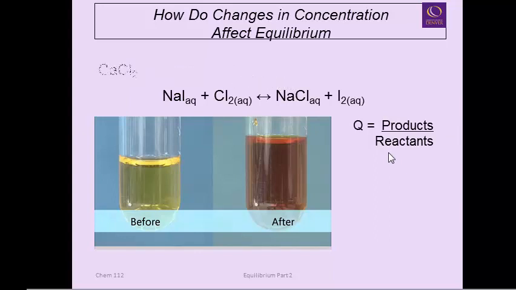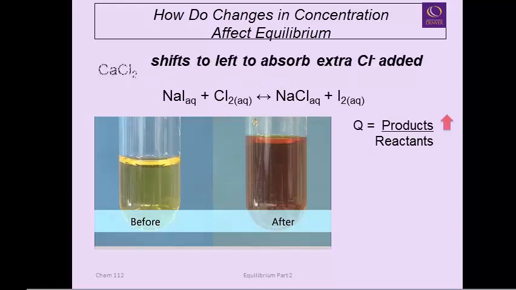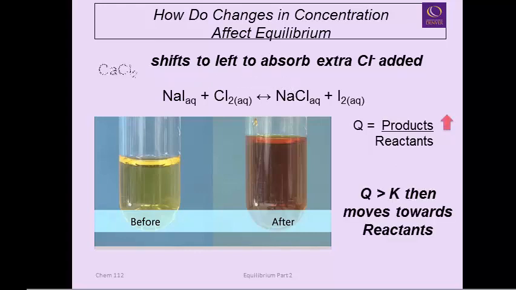You're going to get extra products. And so that then makes the Q higher than the K. And as we've already explained, then it's going to shift back towards reactants. So that's kind of the two ways to look at it. You can either do it with the Q-K relationship, and it'd be good if you know how to do both, or think in terms of LeChatelier.